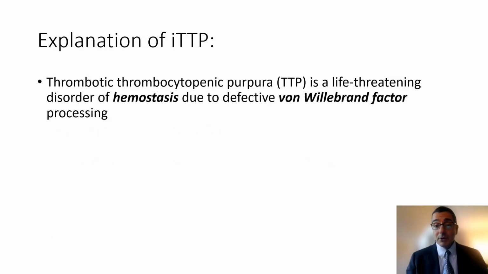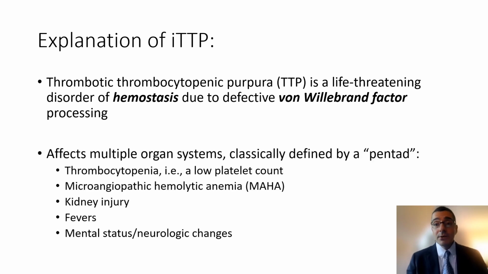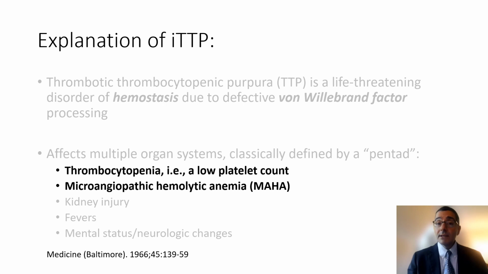Thrombotic thrombocytopenic purpura is this life-threatening, deadly disease that has to do with a major abnormality of von Willebrand factor processing. And classically, this has been known as the PENTAD. That's the way we were taught in med school. These five signs and symptoms are associated with TTP: low platelet counts, red cells that have been destroyed, known as schistocytes, acute kidney injury, fevers, and mental status changes. Even though these are the classic signs of TTP, all we really need is a markedly decreased platelet count and evidence of destroyed red blood cells, this microangiopathic hemolytic anemia. And that's all we really need in order to diagnose someone with TTP and to move forward.